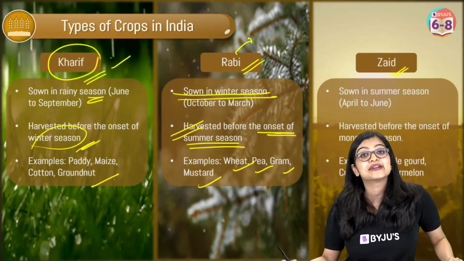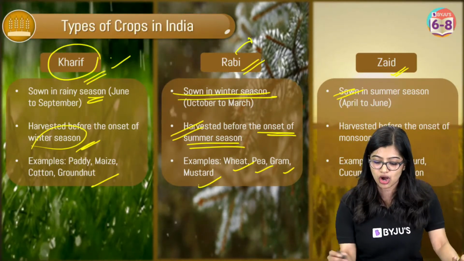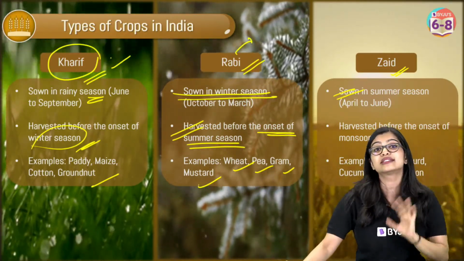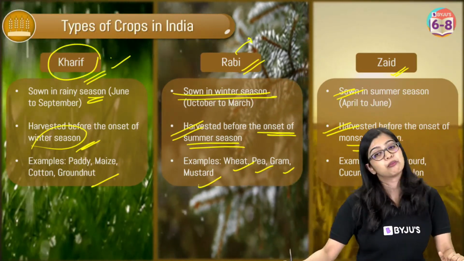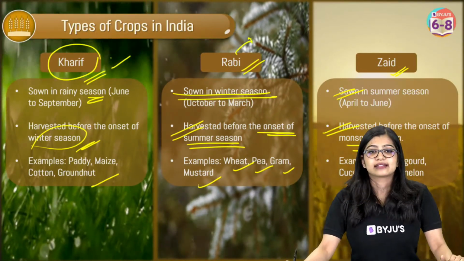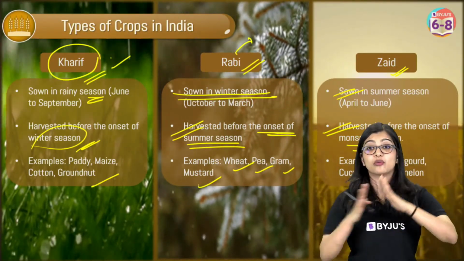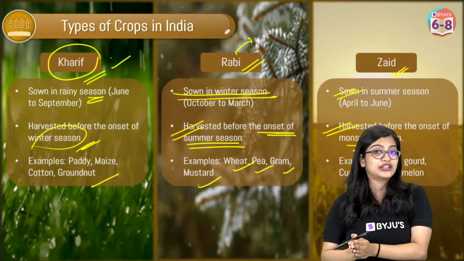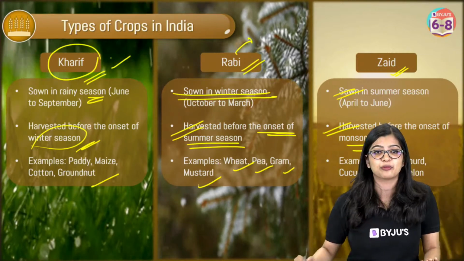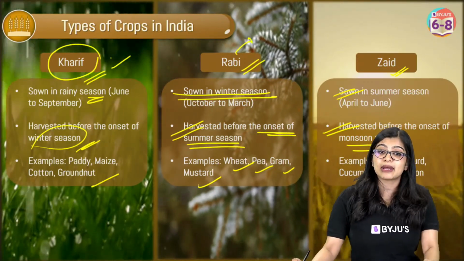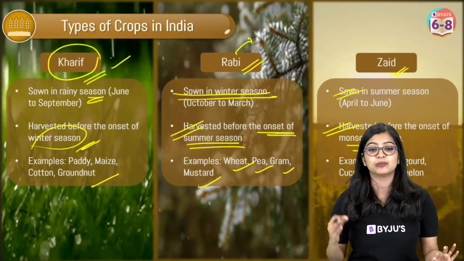And lastly, we have Zaid crops, which are often known as summer crops. They are sown in the summer season and they are harvested just before the onset of the monsoon season. So far, if you have been able to understand the 3 different types of crops, because on an examination point of view this is important. Why do we call them Rabi crops? Simply because Rabi comes from the Arabic word which means winter.